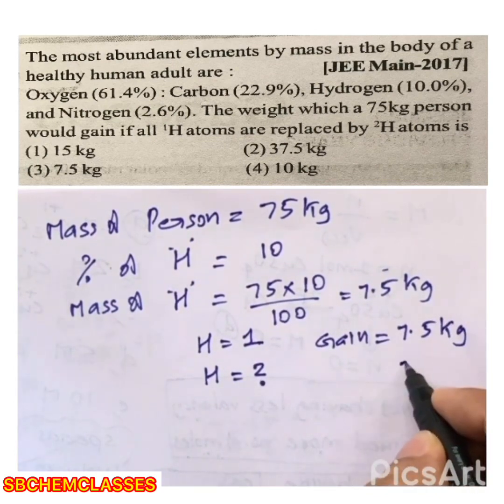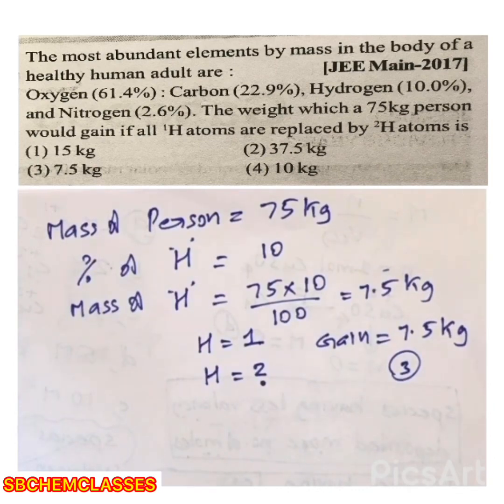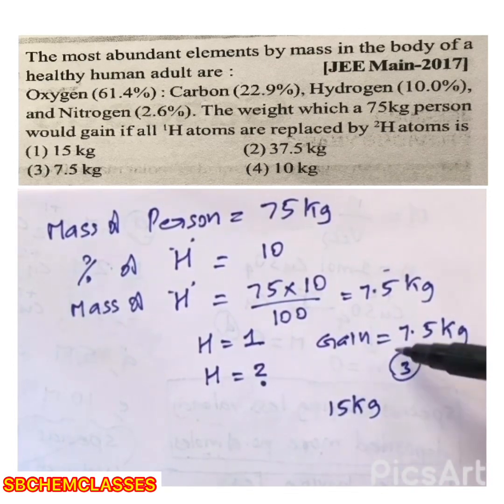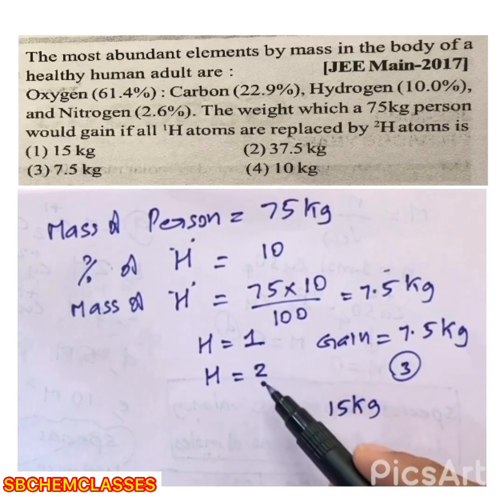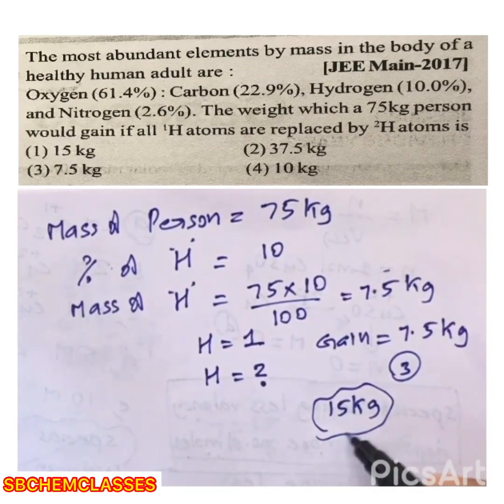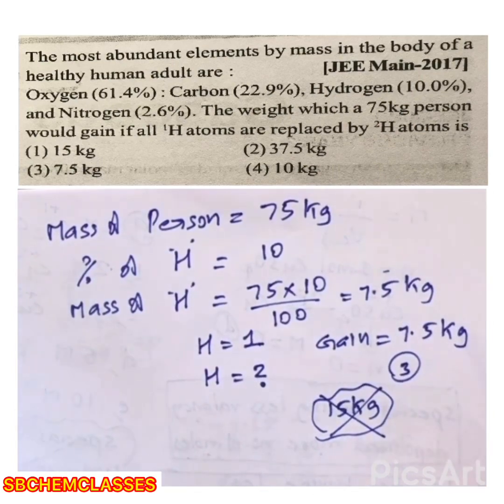So option 3. If the question is what is the weight of the 75 kilogram person after replacement, it will be 75 plus 7.5. So initially 7.5 kilogram is the mass of hydrogen. If it is replaced by hydrogen having atomic mass 2, an additional 7.5 kilogram will be added. Now the person has a total mass of 15 kilogram of hydrogen. But that is not the question. The answer is 7.5 kilogram.